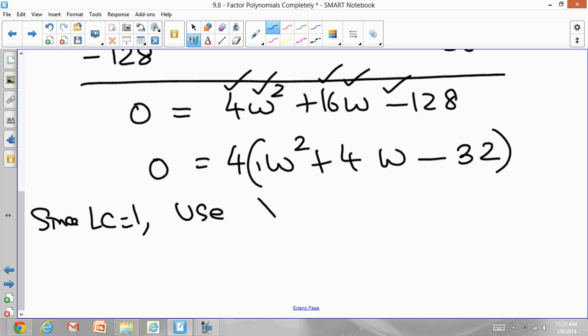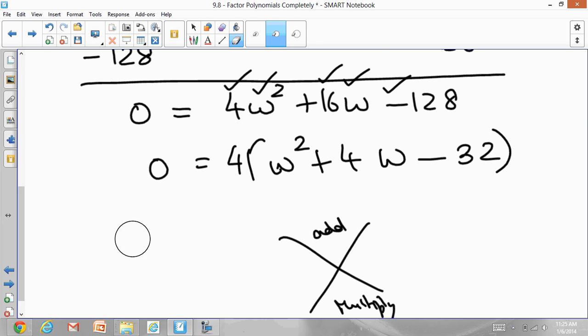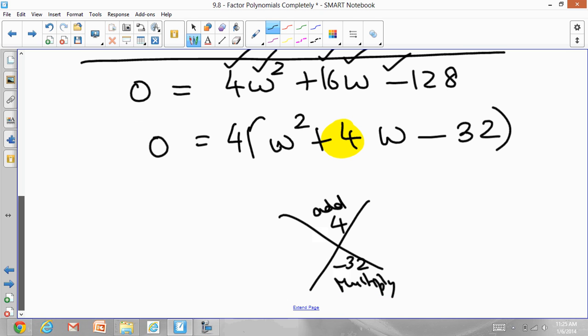use the X method. So using the X method, this becomes my add, this becomes my multiply. So the middle number 4 drops inside. Once again, giving you a refresher on this one. So the middle number 4 drops inside, and the last number minus 32 drops on the bottom. So 32, I can get it from 8 and 4. 8 times 4 gives you 32.